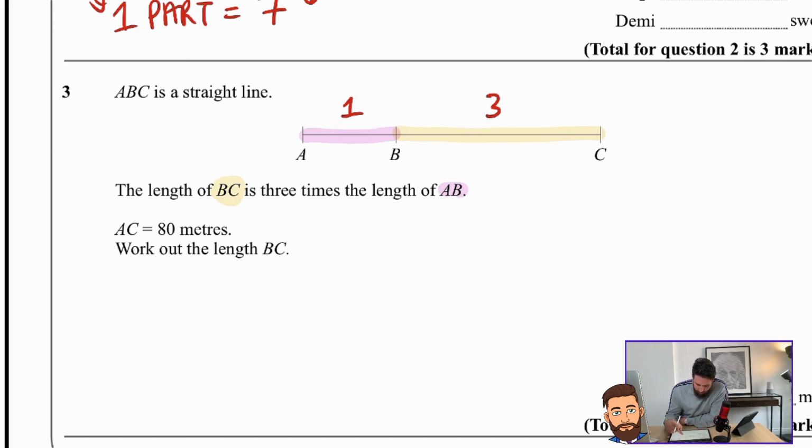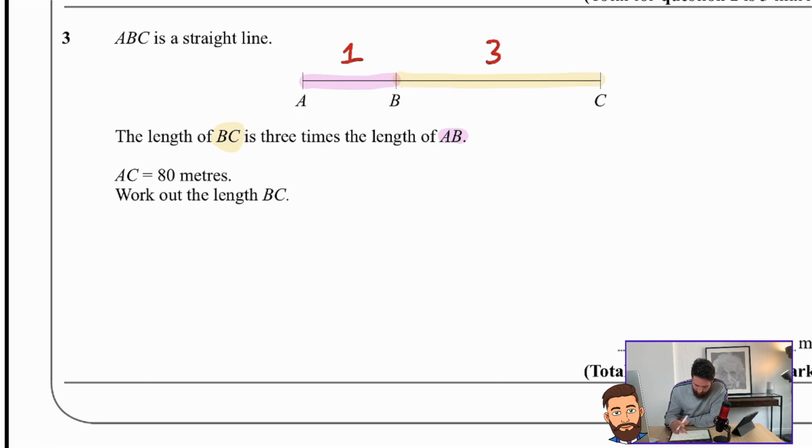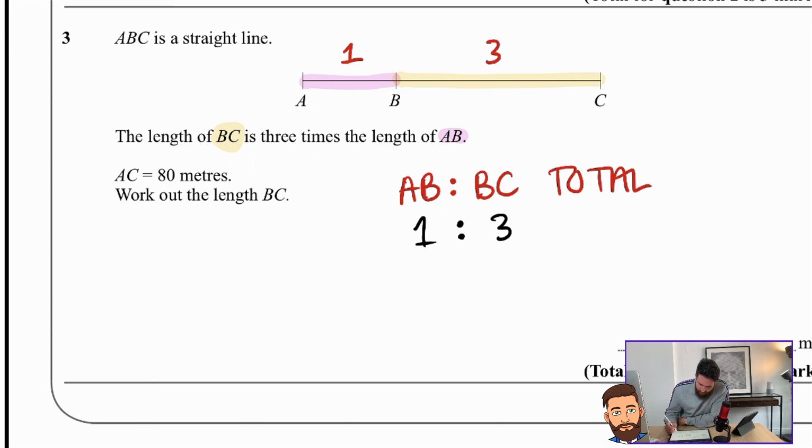Once we have got that written out on our line, we can see that the ratio of A to B to C, so what that's saying is A to B, which is this bit, to B to C, which is this bit, with a total, is in the ratio of 1 to 3. So I can see that my total is 4.